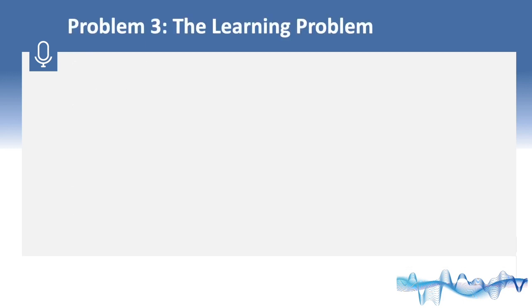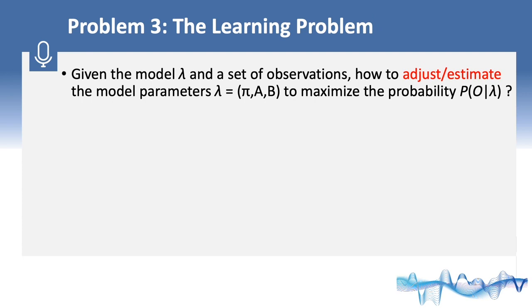Problem 3. Given the model lambda and a set of observations, how to estimate the model parameters lambda = (pi, A, B) to maximize the probability P(O|lambda)? The training problem is one of the most important problems for HMM applications, since it allows us to optimally adapt model parameters to fit the training data, which can be later used for prediction and classification.